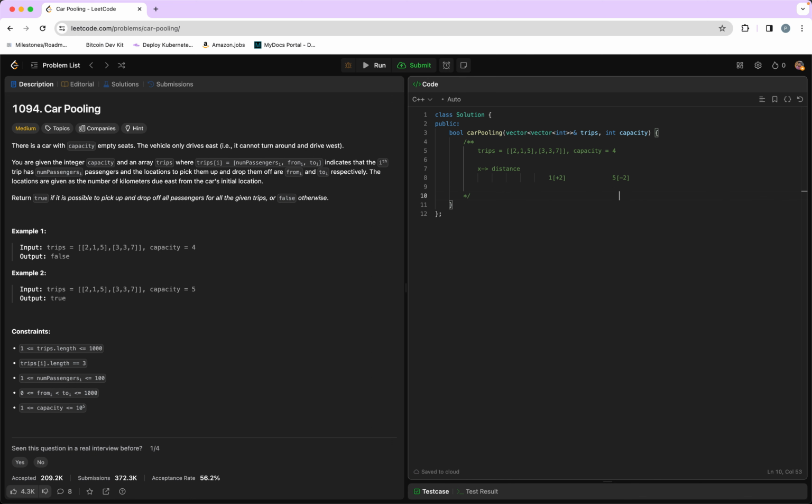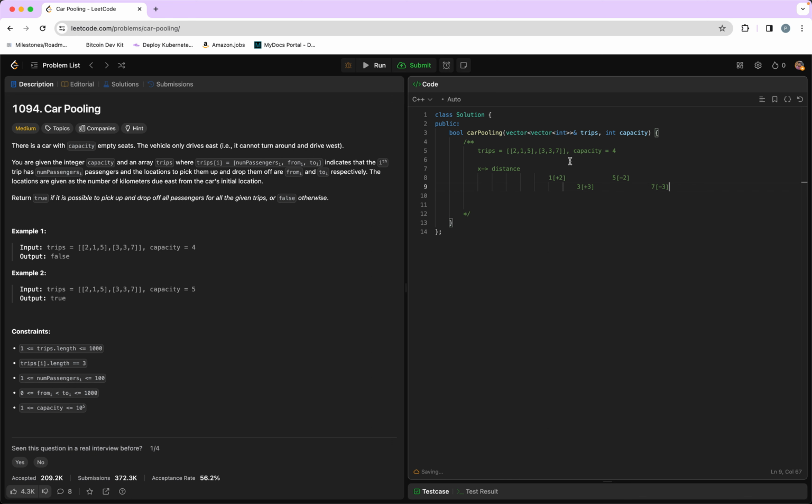Similarly, for the next trip, there would be 3 persons more at position 3, correct? All right, so there would be an addition of 3 persons at index 3, and they would be dropping off at index 7.